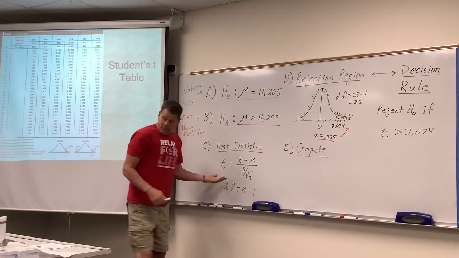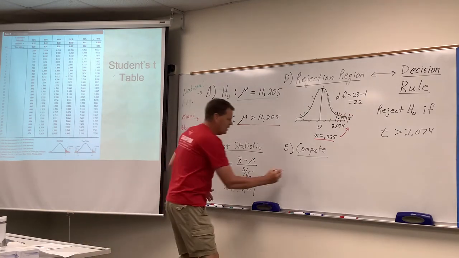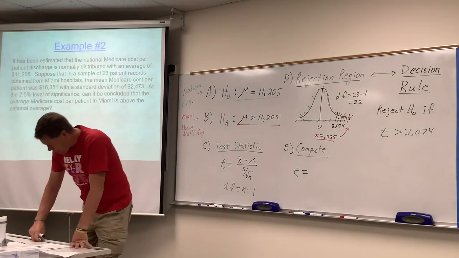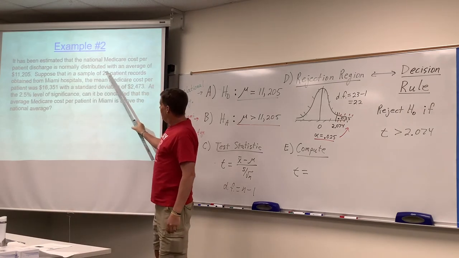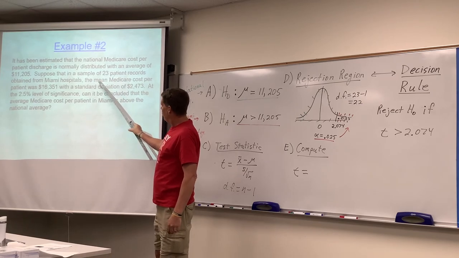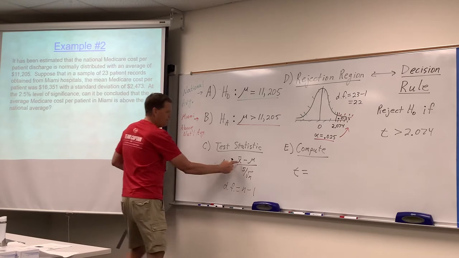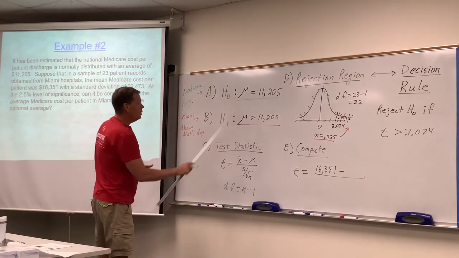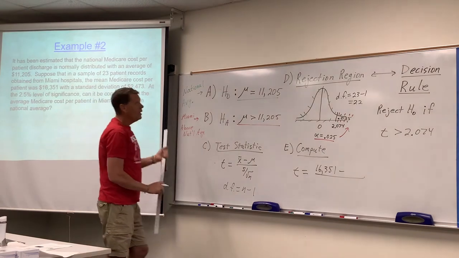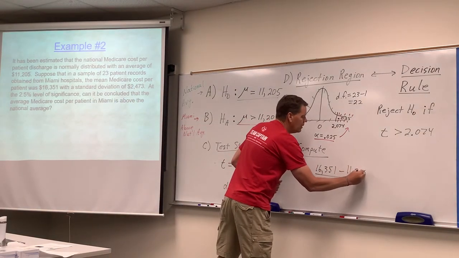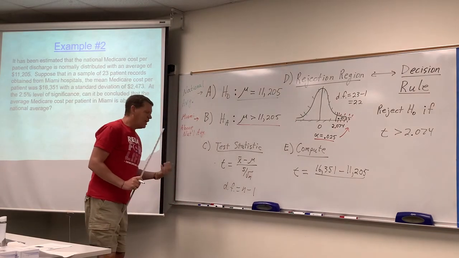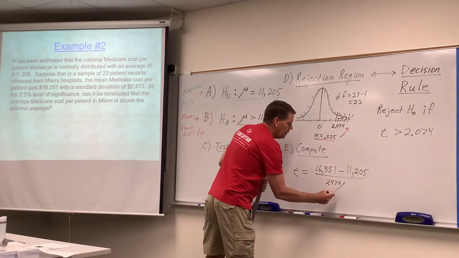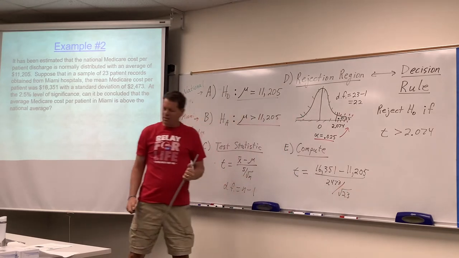All right, now we compute. We stick the numbers into this test statistic. X bar would be the mean of your sample. That would be the sentence where they talk about the sample of 23 patients and the fact that the mean for those 23 patients was 16,351. That's the mean of a sample. Mu would be the mean for the entire country that we're assuming, 11,205. S, I want you to remember, is the standard deviation of a sample, and that would be that 2,473. And then N would be the fact that they sampled 23 patients.